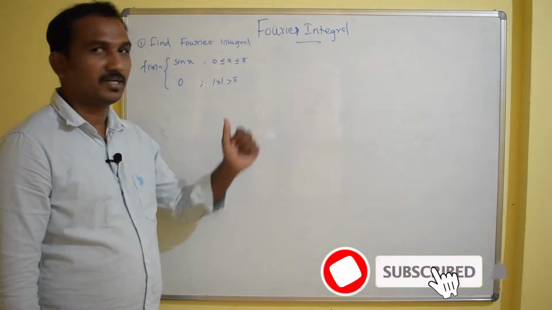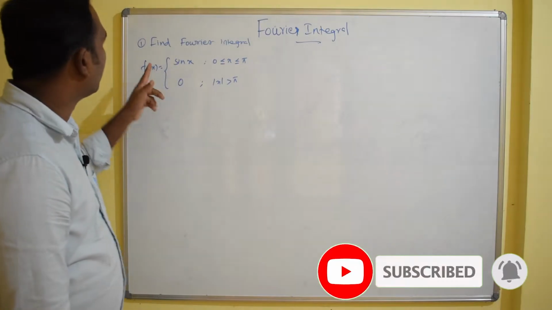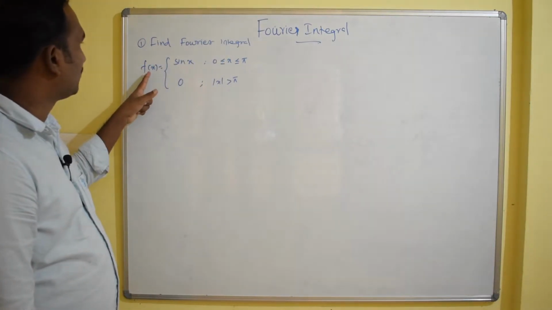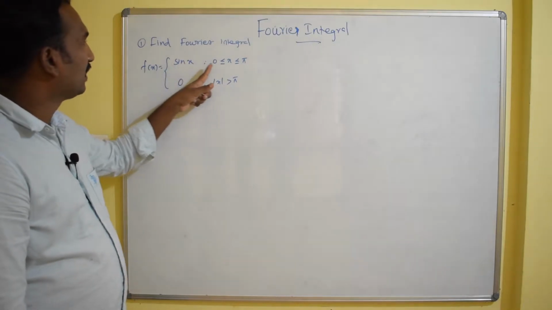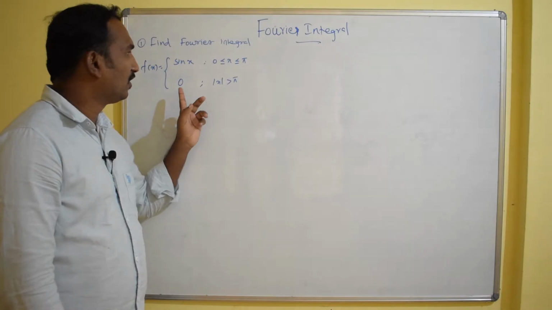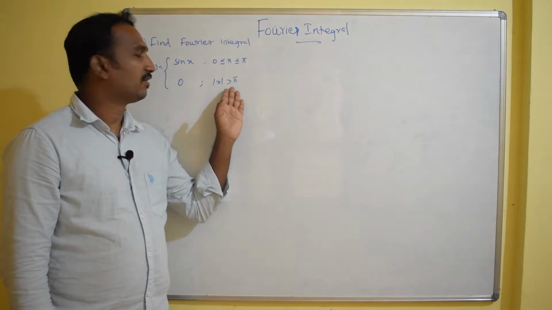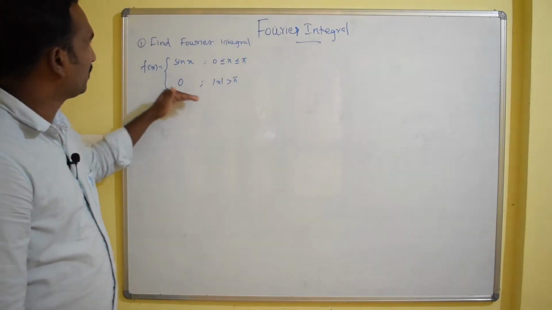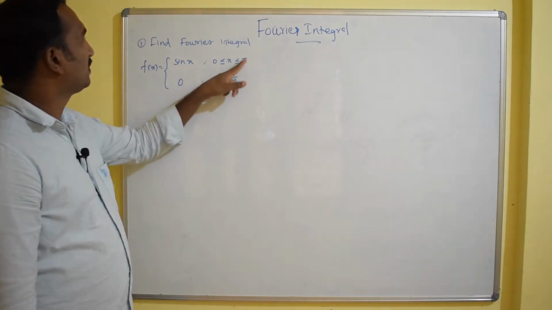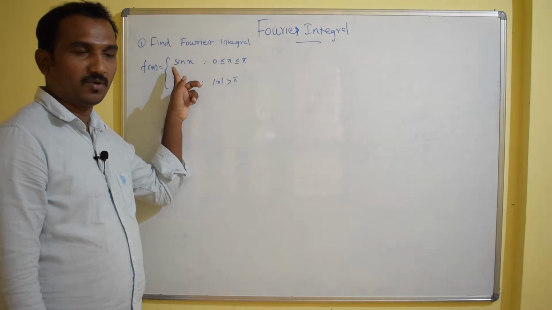by using Fourier integral theorem. Here is the problem: find the Fourier integral of the function f of x is equal to sin x for x between 0 and pi, and 0 for modulus of x greater than pi. Don't worry about the second function because they have already given 0 there, so we need to consider only the first one, right?